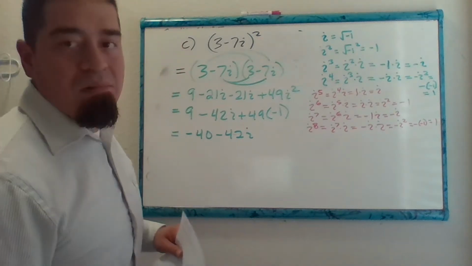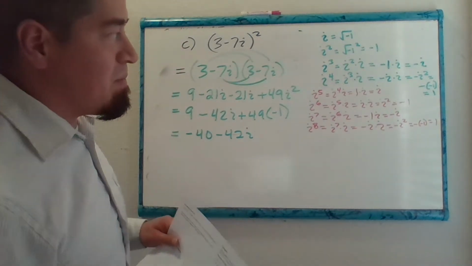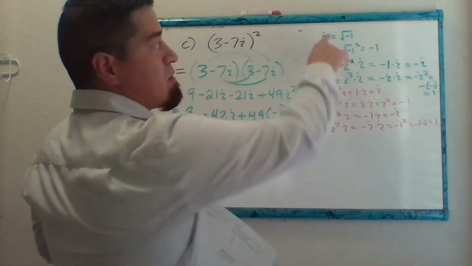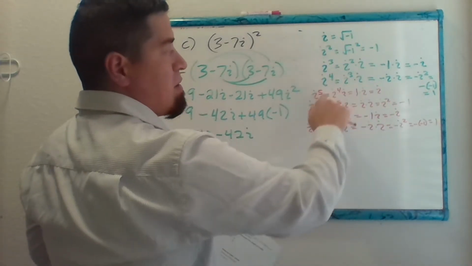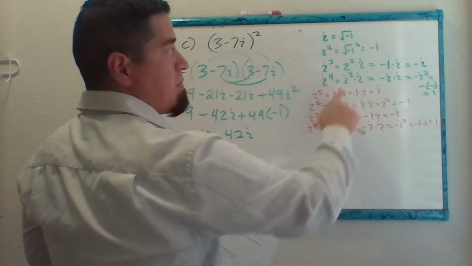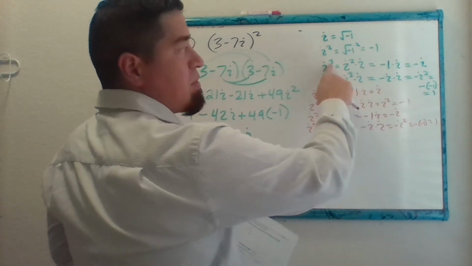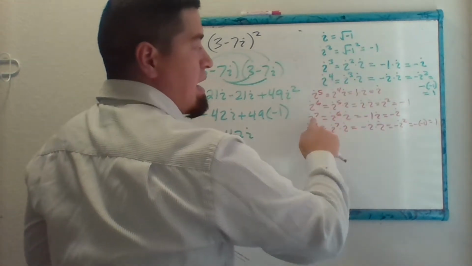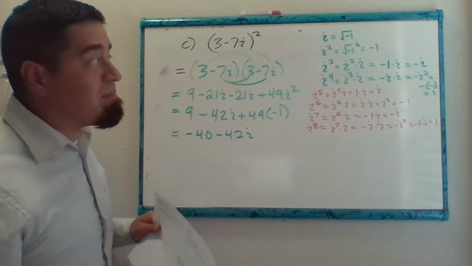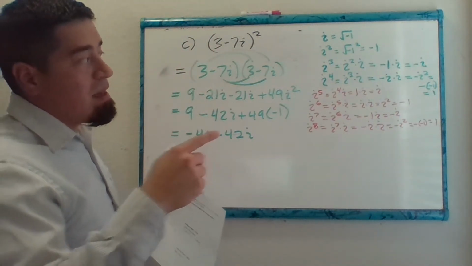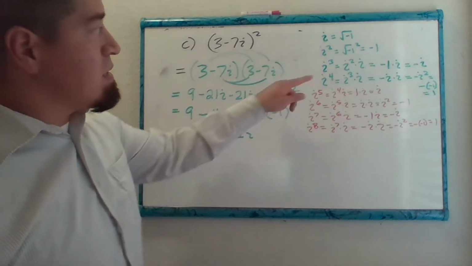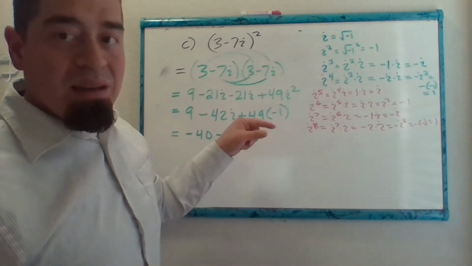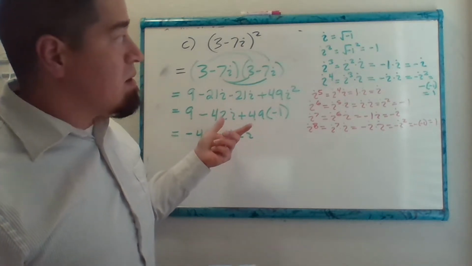So why do I show you all this? Well, what do you notice about the first one and the fifth one? They're both i. What about the second one and the sixth one? Well, they're both negative 1. The third one, i to the third and i to the 7th, they're both negative i. i to the 4th and i to the 8th, they're both 1. So what does that tell you? Every fourth one is going to be equivalent, right?